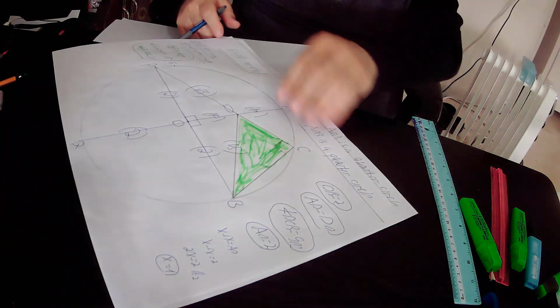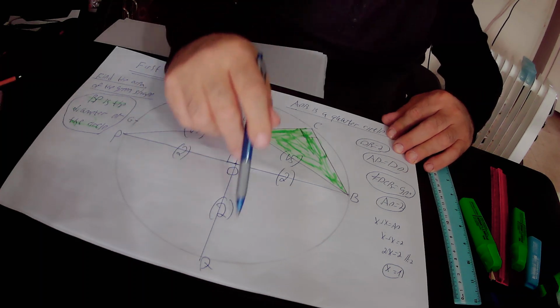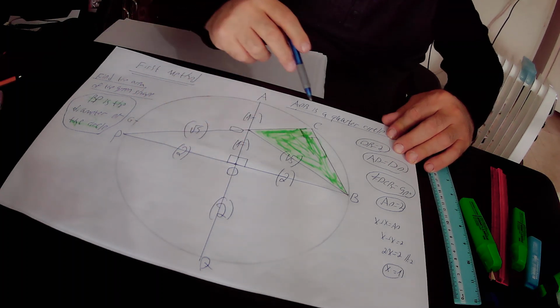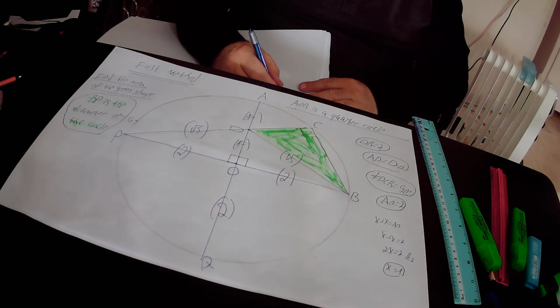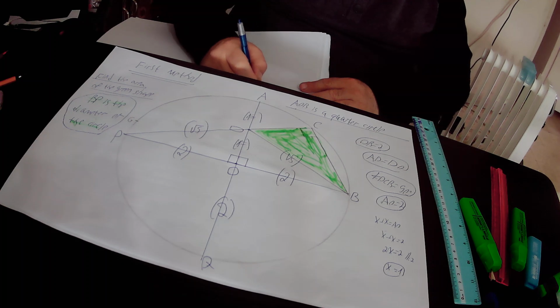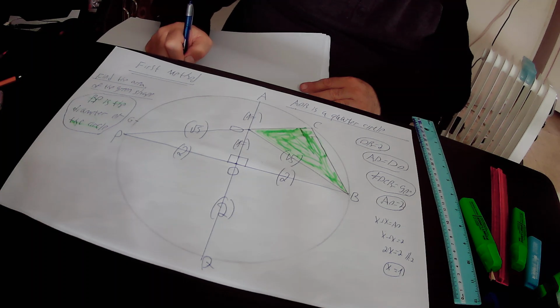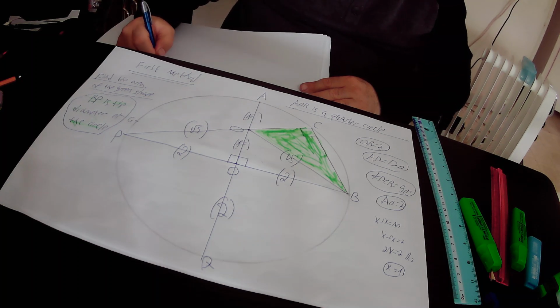Why? Because in our drawing we have chord AQ intersects with chord CP at point D. Again, chord AQ intersects with chord CP at point D. So I write it down. Chord AQ intersects with chord CP at point D.